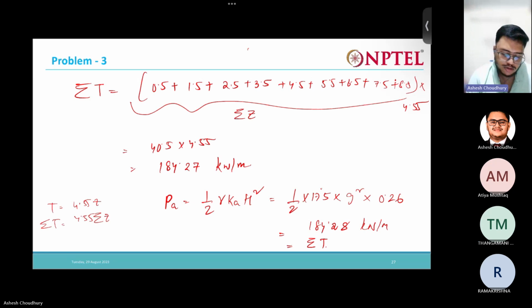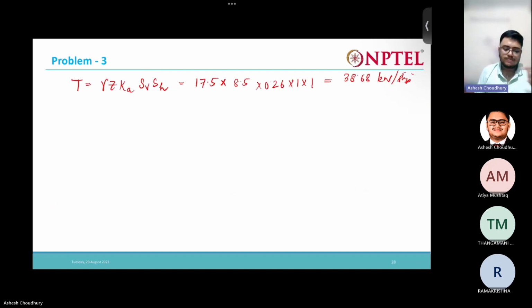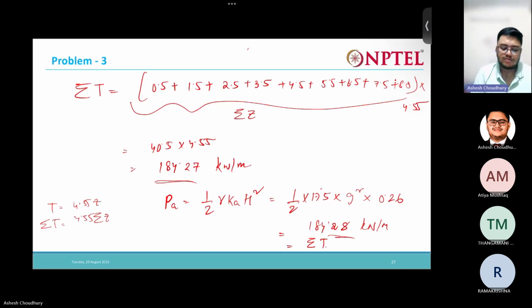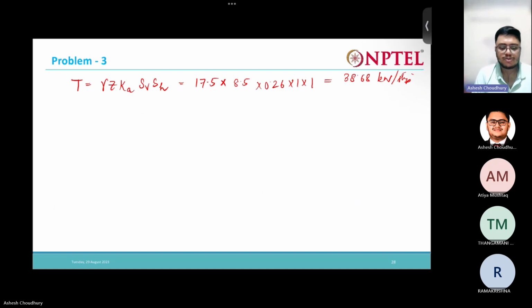So out of this total tensile load that is distributed among all the strips, the bottommost strip takes 38.68 kilonewton out of this 184 kilonewton. Now let us find out the allowable tension.